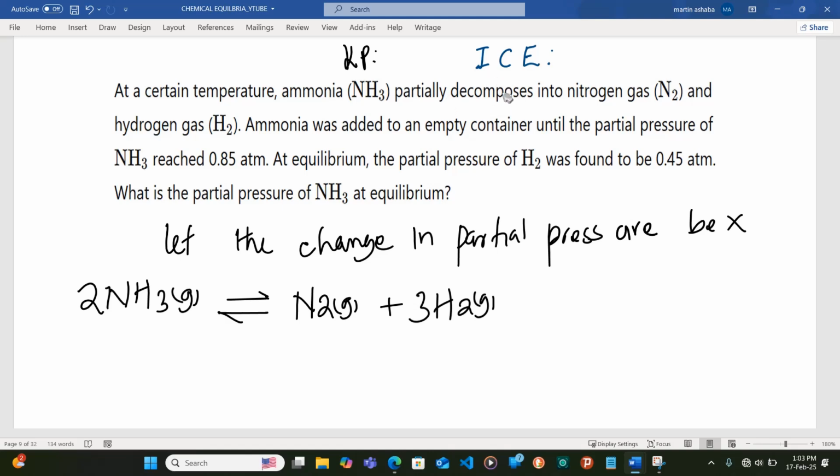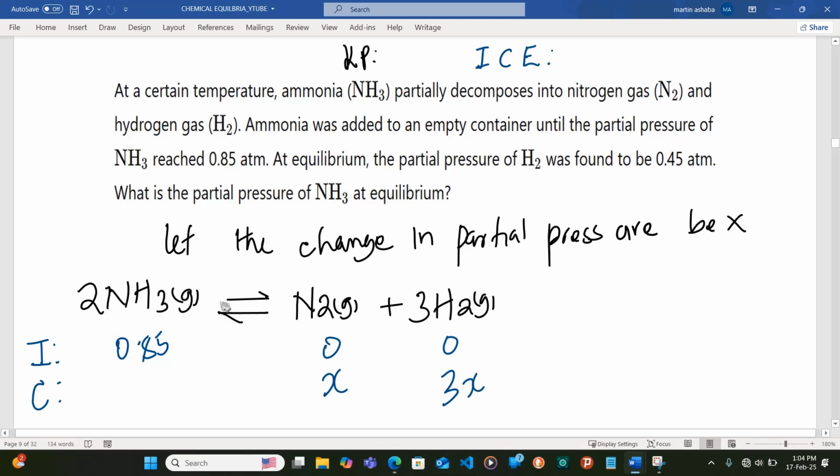Since we are talking about pressures, we're going to say the initial partial pressure of ammonia, of nitrogen, and of hydrogen. So let's put I here. The initial partial pressure of ammonia is said to be 0.85 atmospheres. And since at the very beginning we don't have nitrogen and hydrogen, this is going to be 0. Then C represents the change in partial pressure. If the change in partial pressure is x for nitrogen, then for hydrogen, which is 3 times the number of moles of nitrogen, it will be 3x.